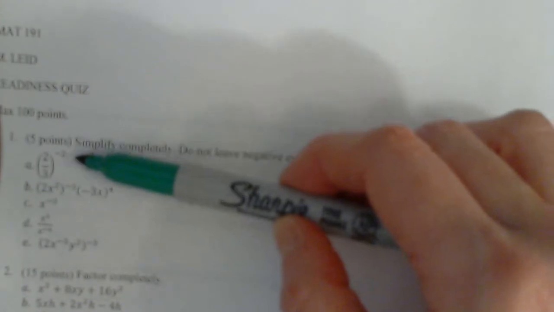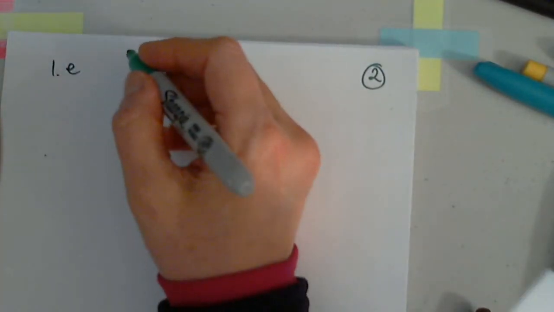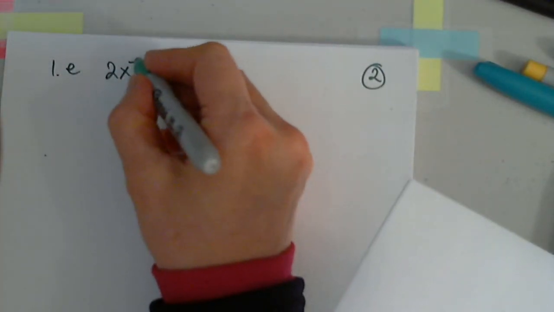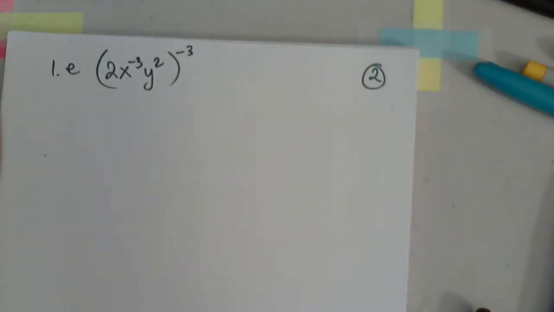I'm going to pick some questions. I don't know if you can see this. So let's work on number 1. If you'd like to pick any of this, please do so. I will post this document, including our notes. Anyone would like to pick, or I will? Can we do 1e? 1e, very good. And here it is. It's 2x to negative 3 and y squared, everything to negative 3.